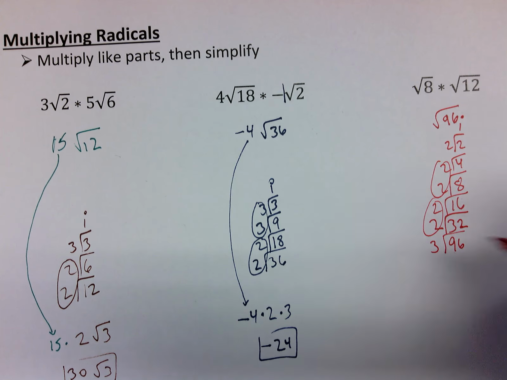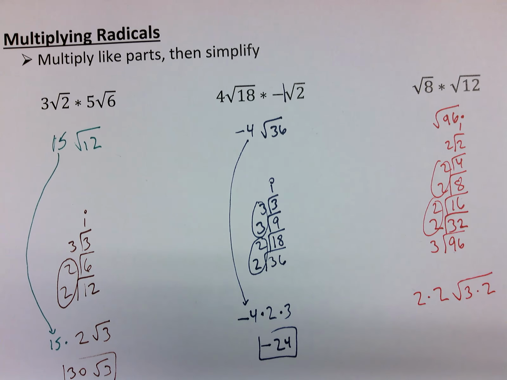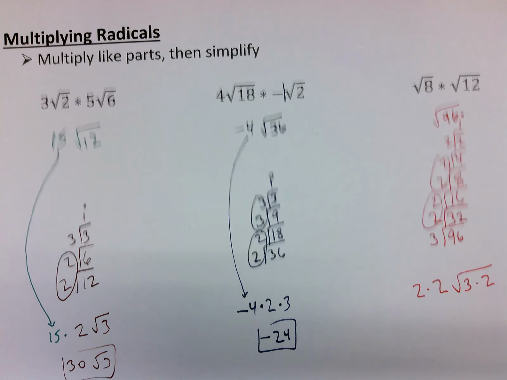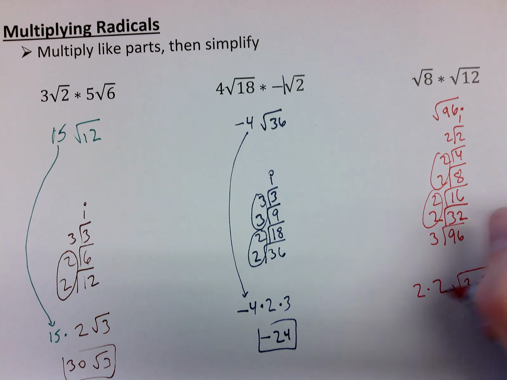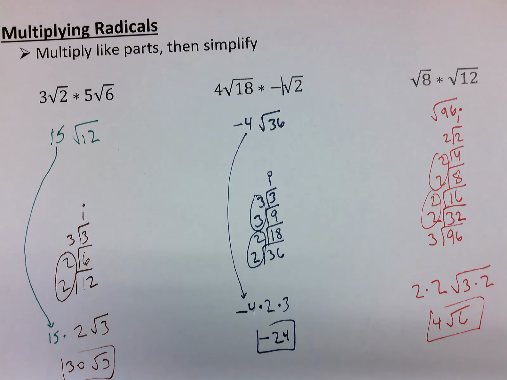So for my answer, I'm going to have 2 2s on the outside for my 2 pairs, and on the inside, I'm going to have a 3 and a 2 from my leftover numbers. And then to simplify that, I'm just going to go ahead and multiply. 2 times 2 is 4. 3 times 2 is 6. And there we go. That's our answer.